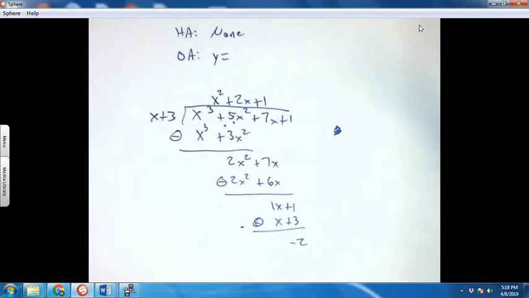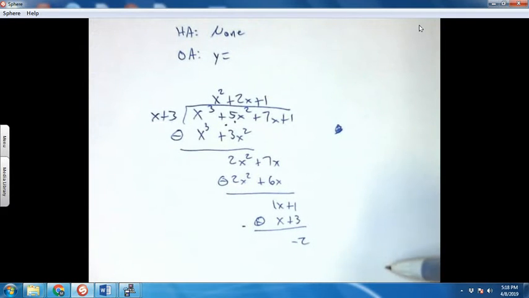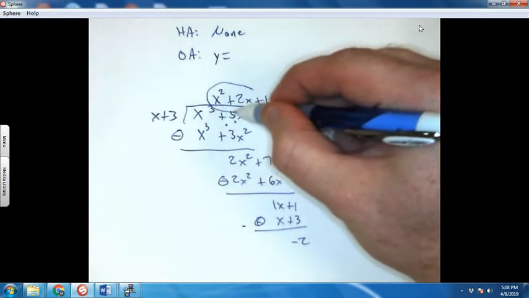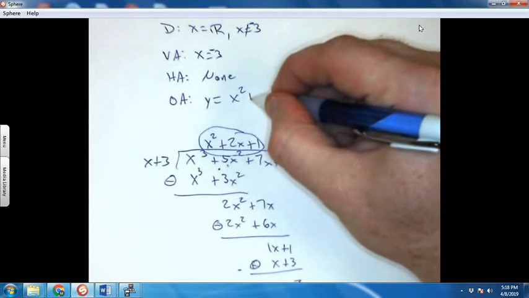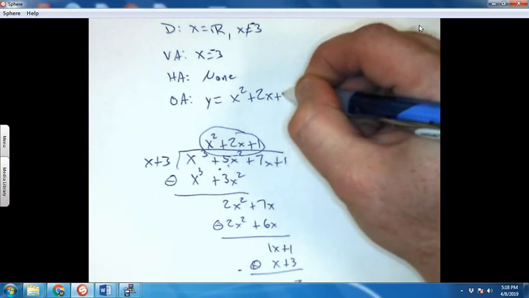Well, thankfully, we don't need to worry about remainders, so I'm not even going to use this. My oblique asymptote is this right up here. That's my oblique asymptote. So it is y equals x squared plus 2x plus 1.